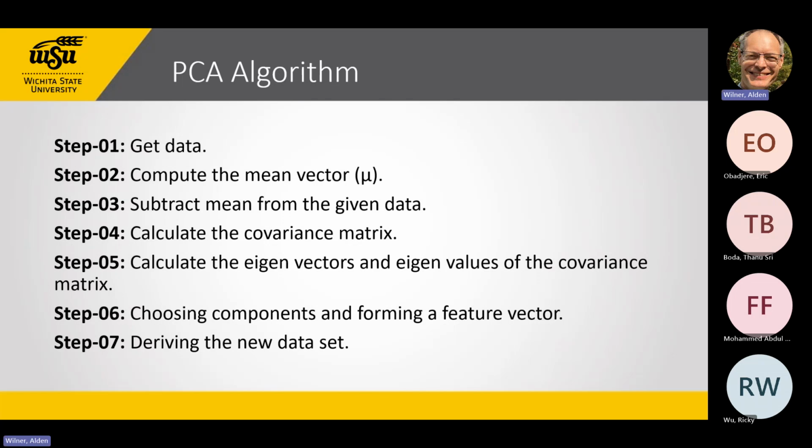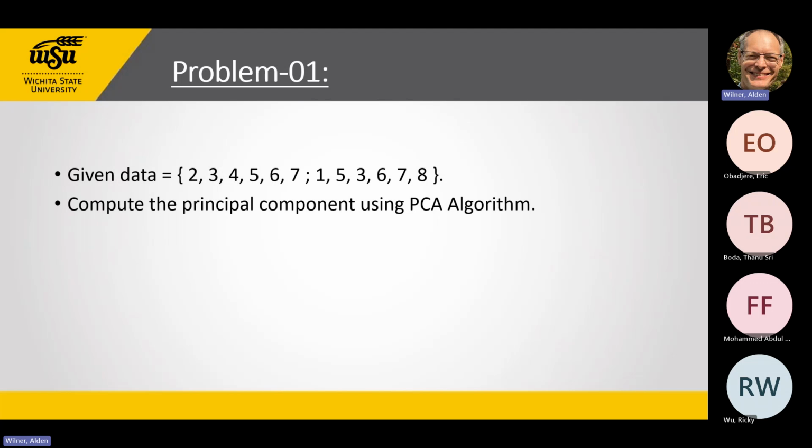So step 1, we get the data. Step 2, we compute the mean vector of the data. Step 3, we subtract the mean from all the given data. Step 4, using this mean-subtracted data, we calculate the covariance matrix. Step 5, we find the eigenvalues and eigenvectors of that covariance matrix. Step 6, we choose the components and form our feature vector. And step 7, we finally derive the new data set, the new components that we've chosen to use, our principal components.